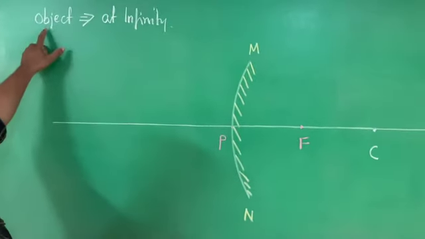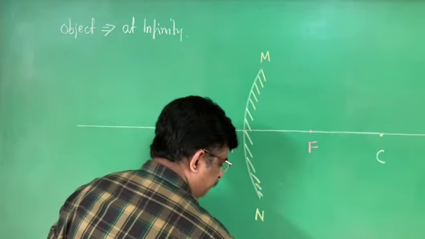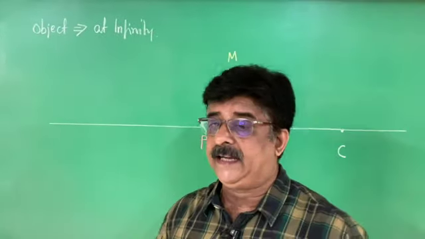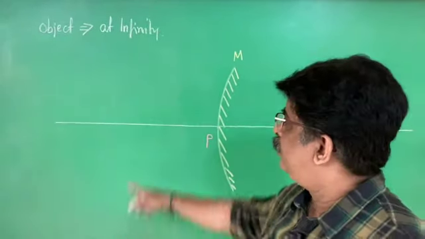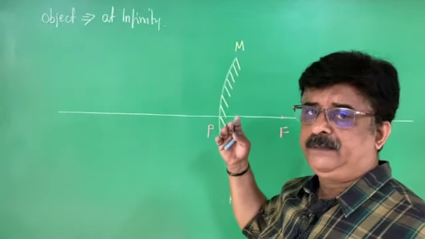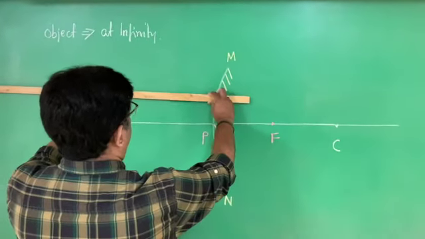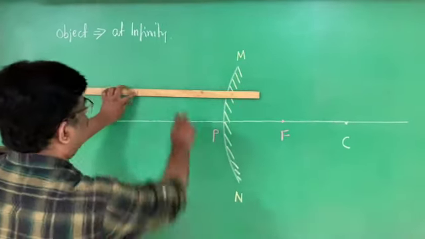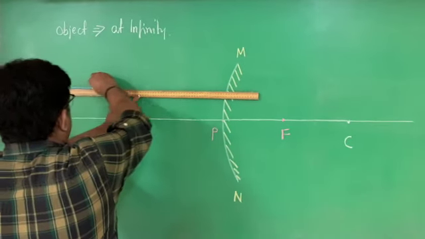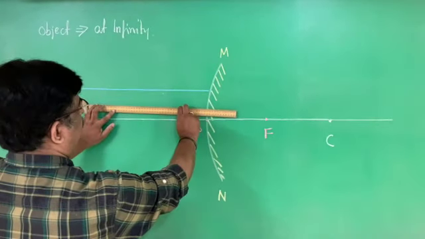The first thing is the object is placed at infinity. Whenever the object is at infinity, we get a parallel beam of light, parallel to the principal axis. All the rays of light coming from the object kept at infinity are parallel to the principal axis. I write one ray, it is parallel to the principal axis. I write one more ray.